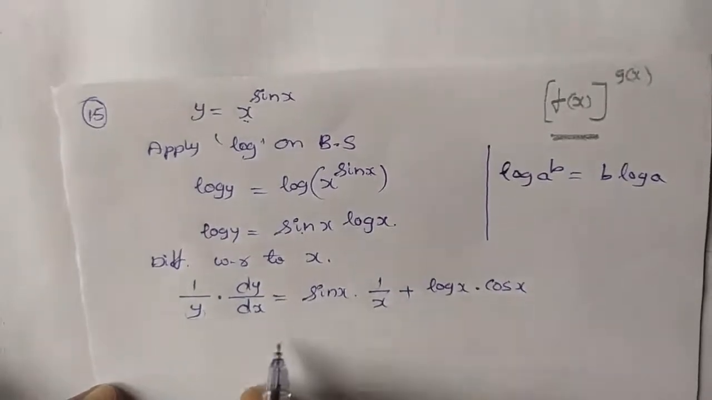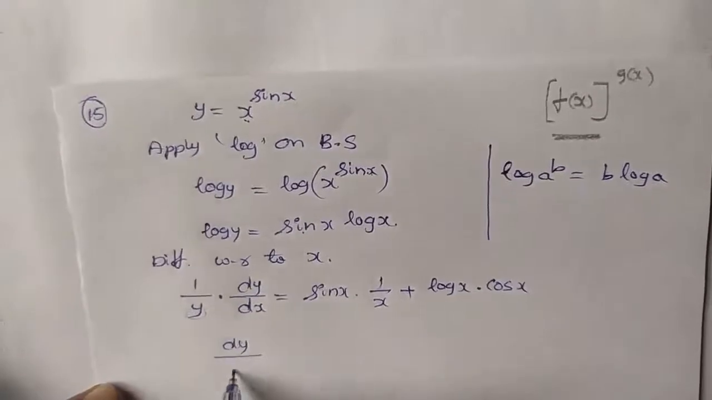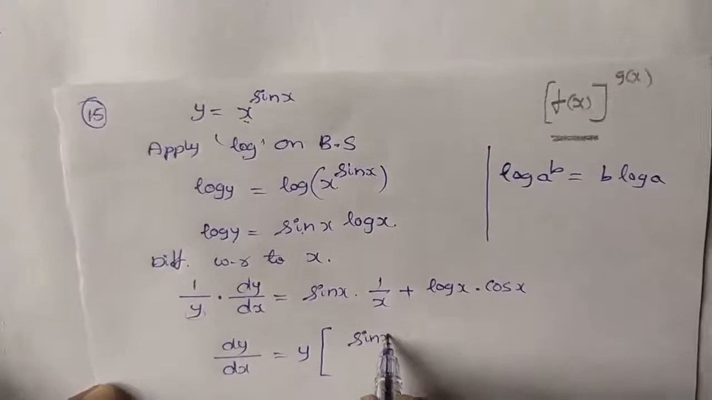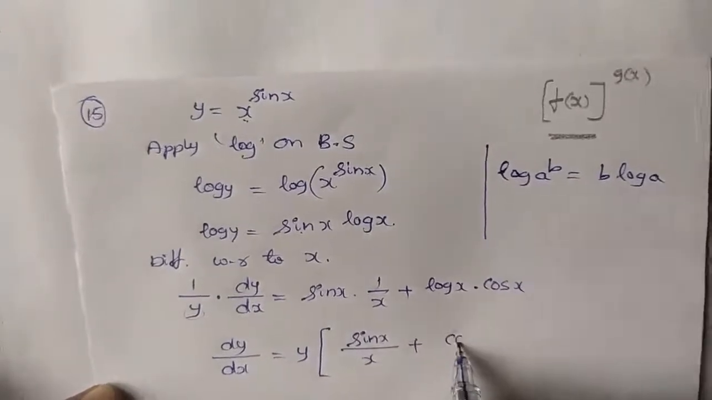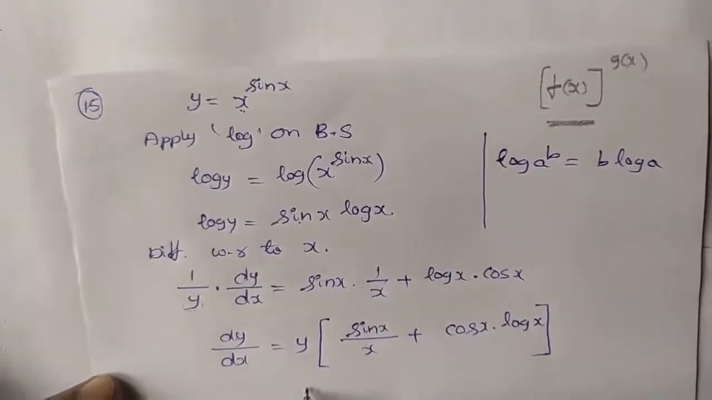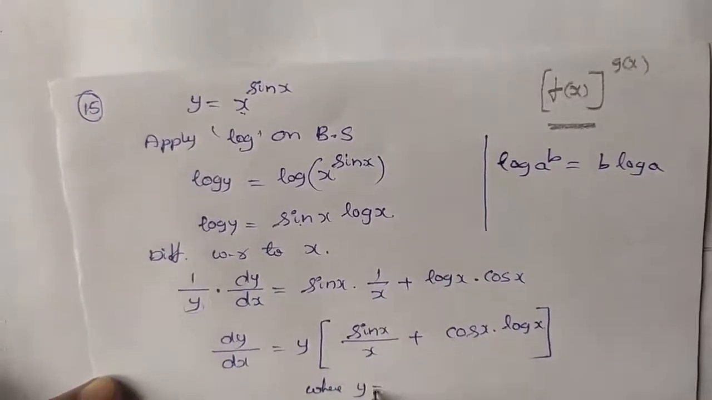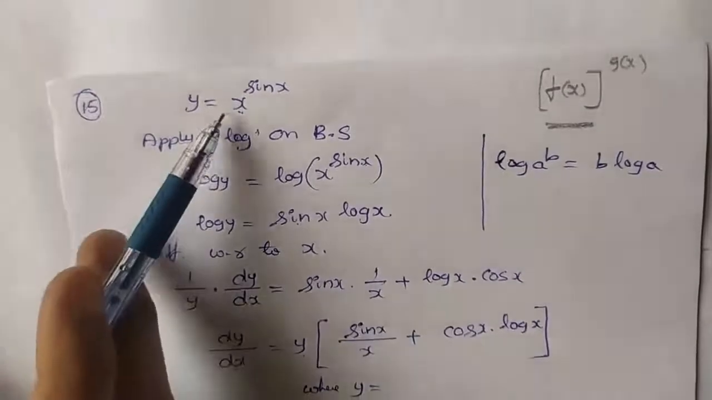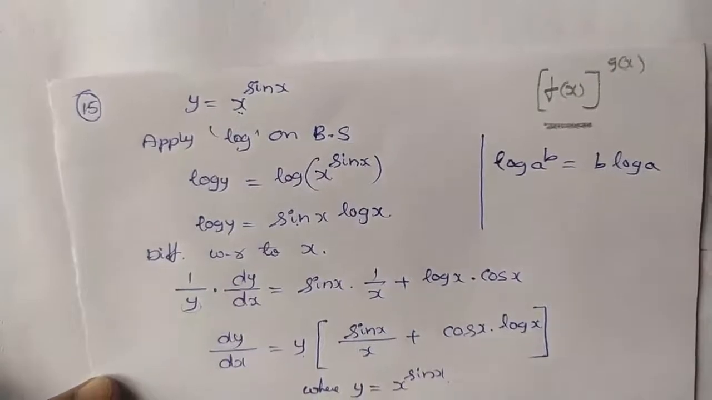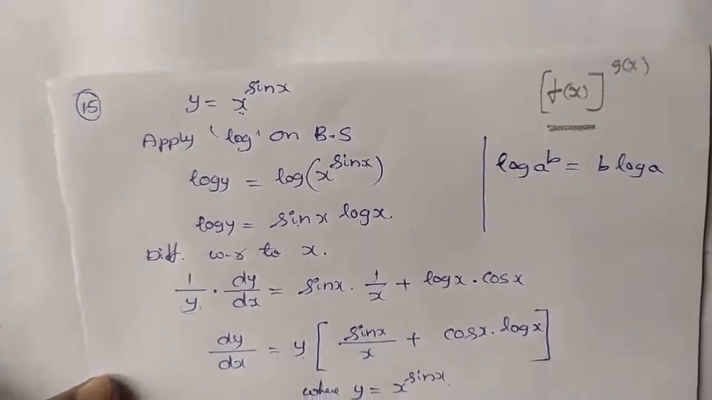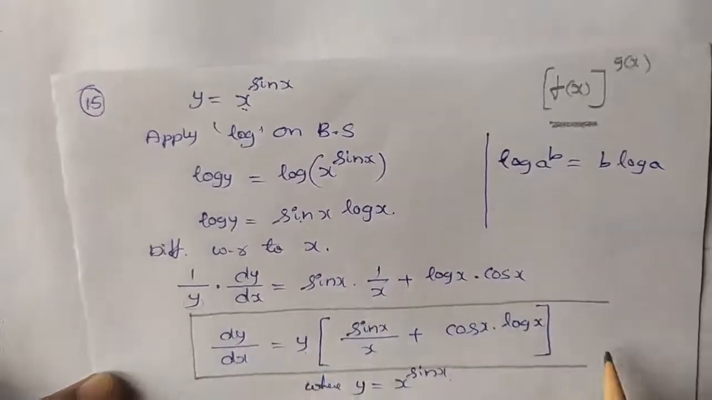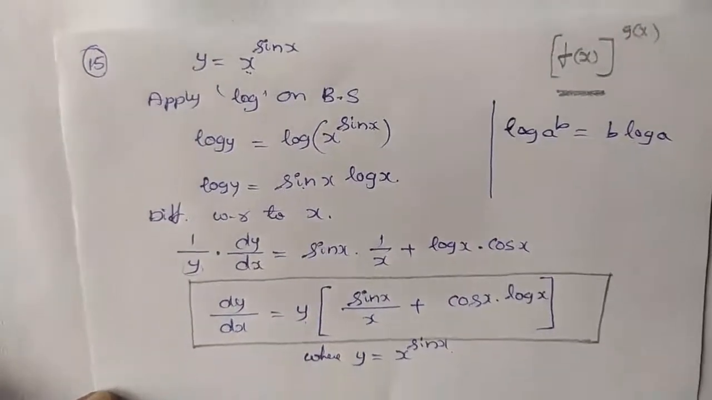Now take this y to the left, that will be dy by dx equals y into sin x by x plus cos x into log x, where y equals, y is what? x power sin x. Hence it is the differentiation of y equals x power sin x, hence it is the solution for this question.